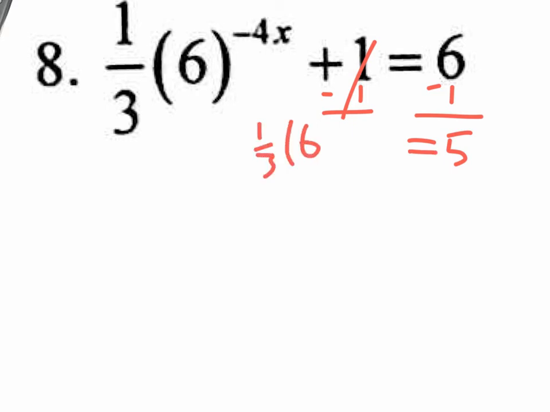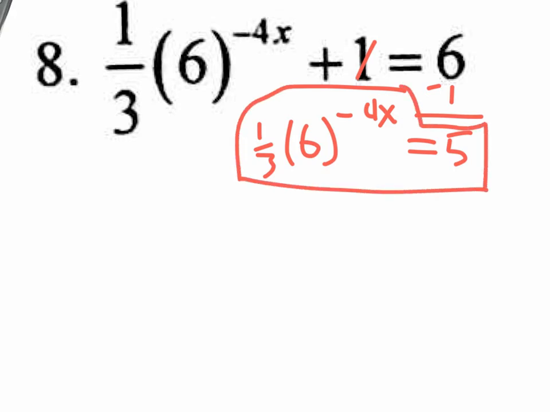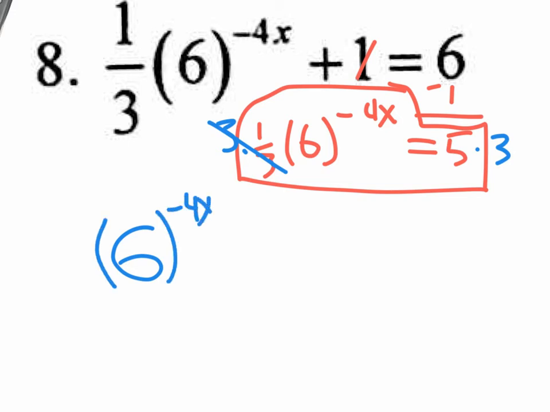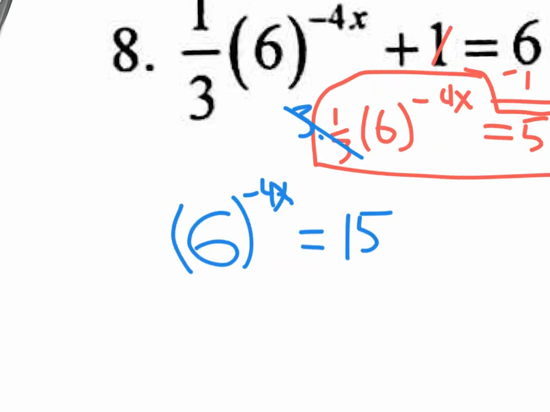You're still going to have the 6. Let me erase this. You're still going to have the power of negative 4x, right? So we still have this equation right here. And now we want to get rid of more things. I want to get rid of the 1/3 next. How do I get rid of the 1/3? Multiply it by 3, that way it cancels out. What I do to one side, I do to the other side. I will now have 6 to the power of negative 4x equals 15.